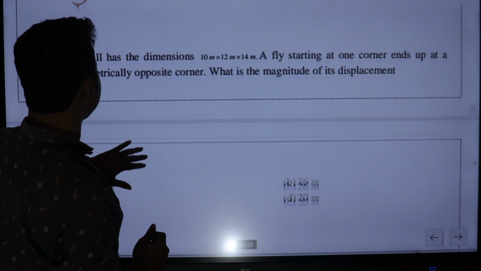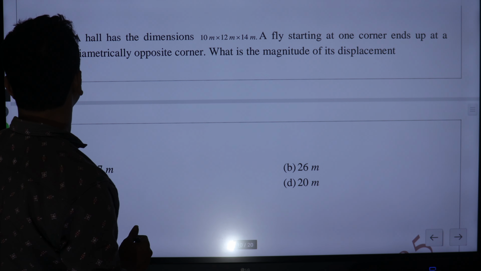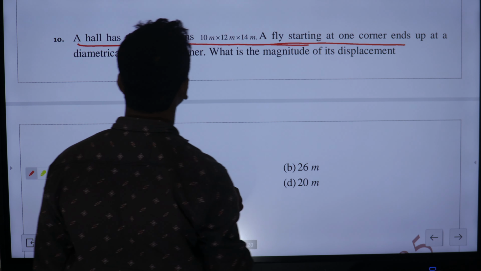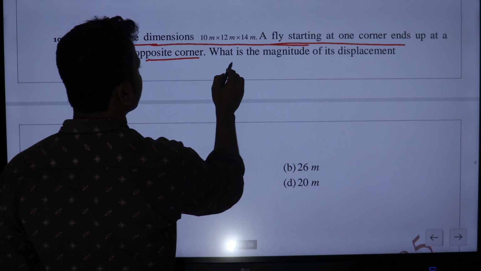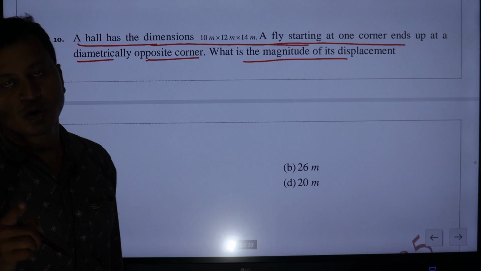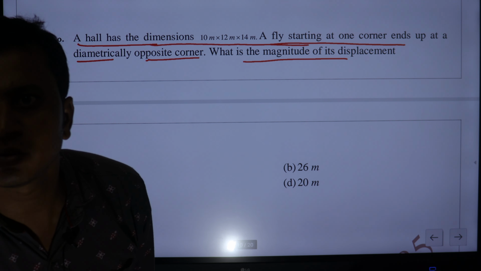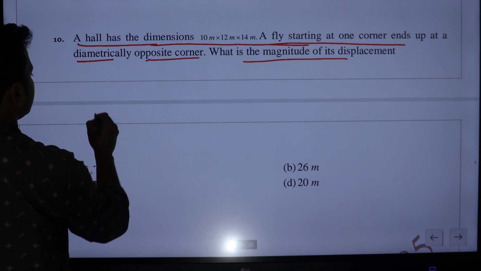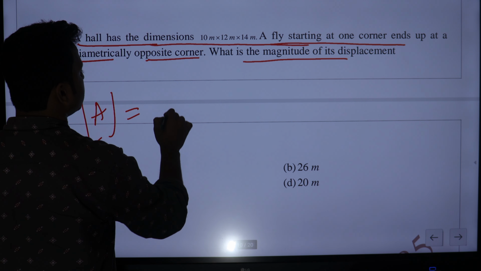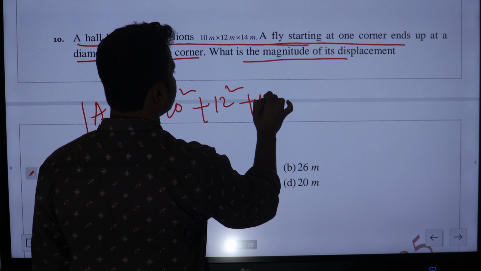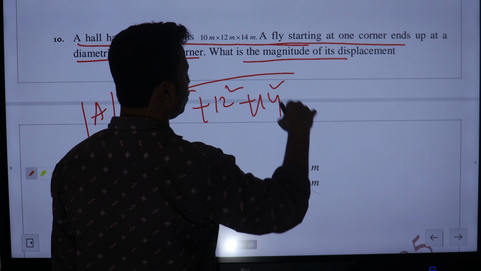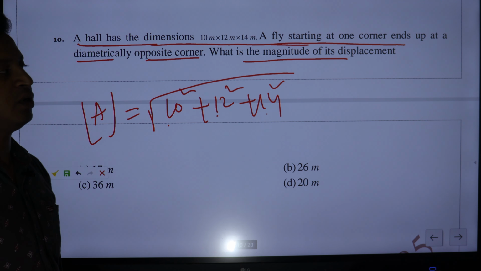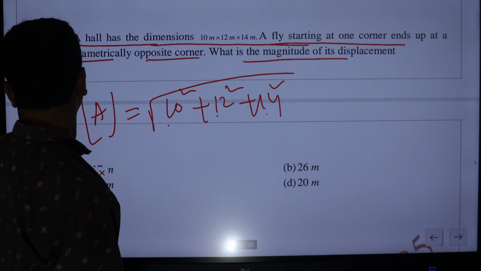Next question, question number 10. A hall has these dimensions. A fly starts at one corner and ends at the diametrically opposite corner. What is the magnitude of this displacement? Maximum displacement should be the corner to corner distance. So what will be the answer? The magnitude is root of 10 square plus 12 square plus 14 square. This is 100, this is 144 and this is 196. After adding these values and taking the root, we can find the value. Okay, next question.